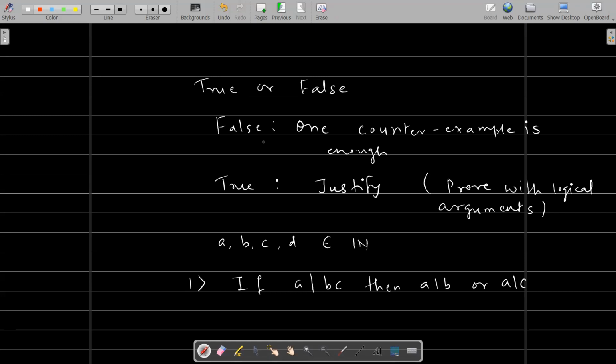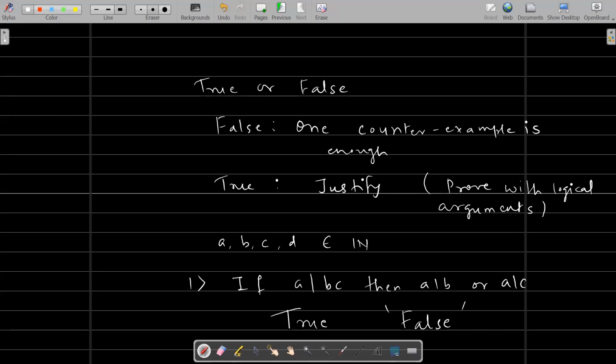Okay, some people say it's true, some people say it's false. Yes, Siddharth. If it is true, you have to give some proof. It's false. There is a very easy counter example.